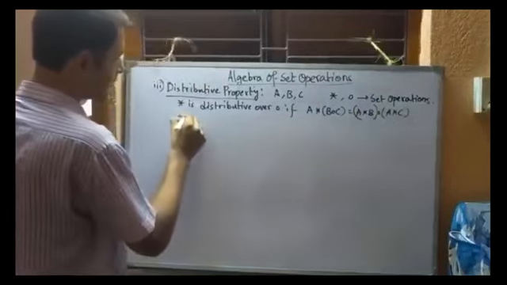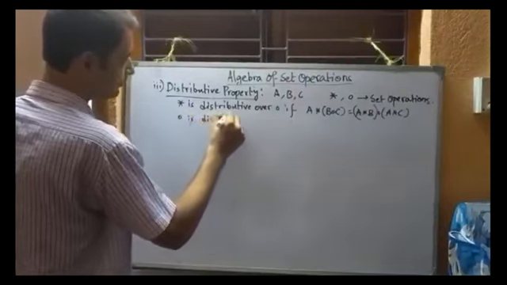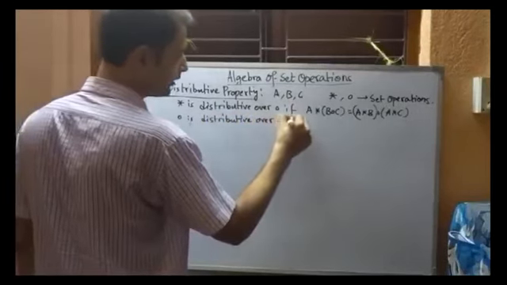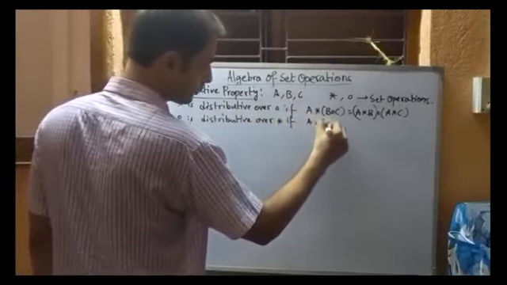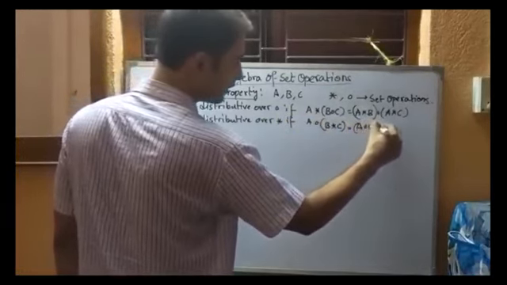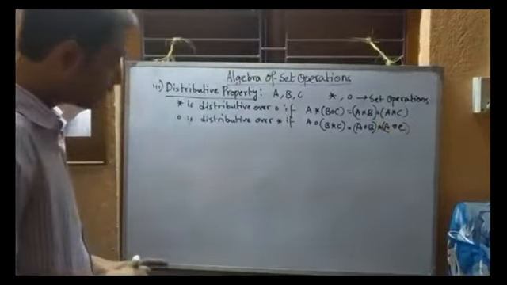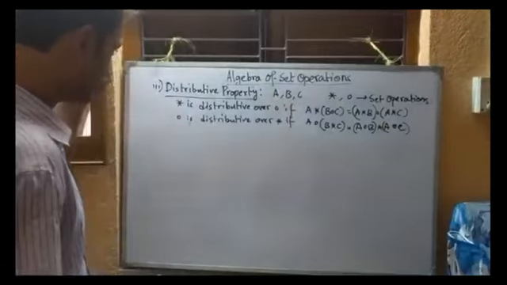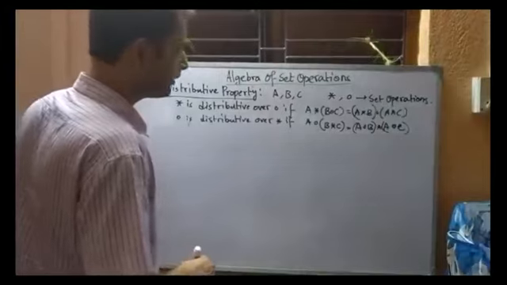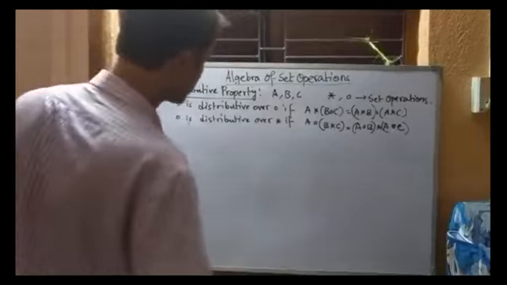and we say naught is distributed over star if A naught B star C is A naught B star A naught C. So these two properties are called the distributive property for set operations. So instead of star and naught, here we will take union, intersection and difference. So let us see.